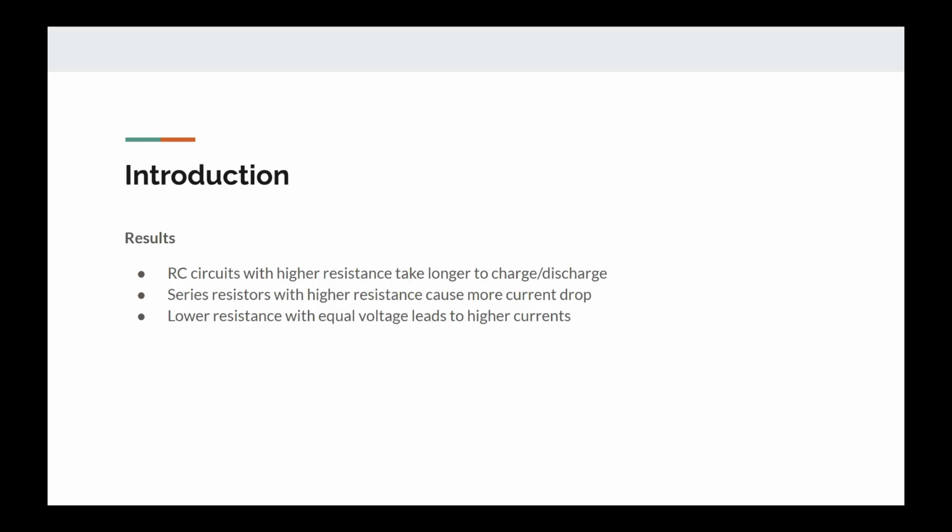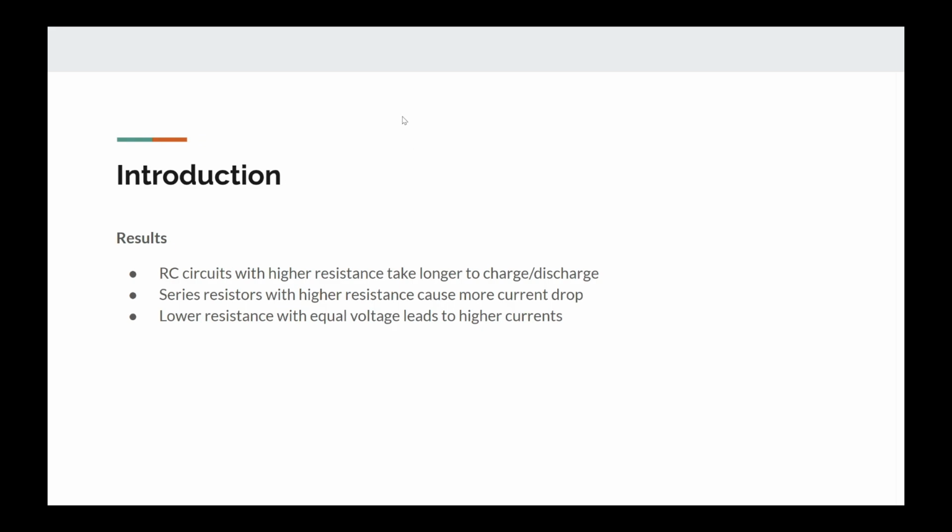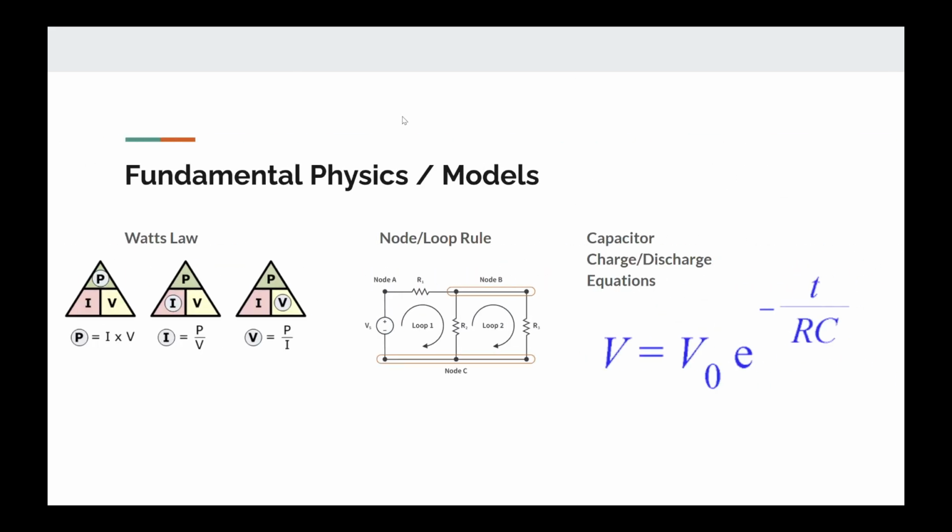The RC circuits with higher resistance take longer to charge and discharge. Series resistors with higher resistance cause more current drop, and lower resistance with equal voltage leads to higher currents. Some fundamental physics models used were Watt's law, as discussed before, which is P equals IV. These equations can be used to determine current and voltage, considering the power, and these can be used interchangeably.